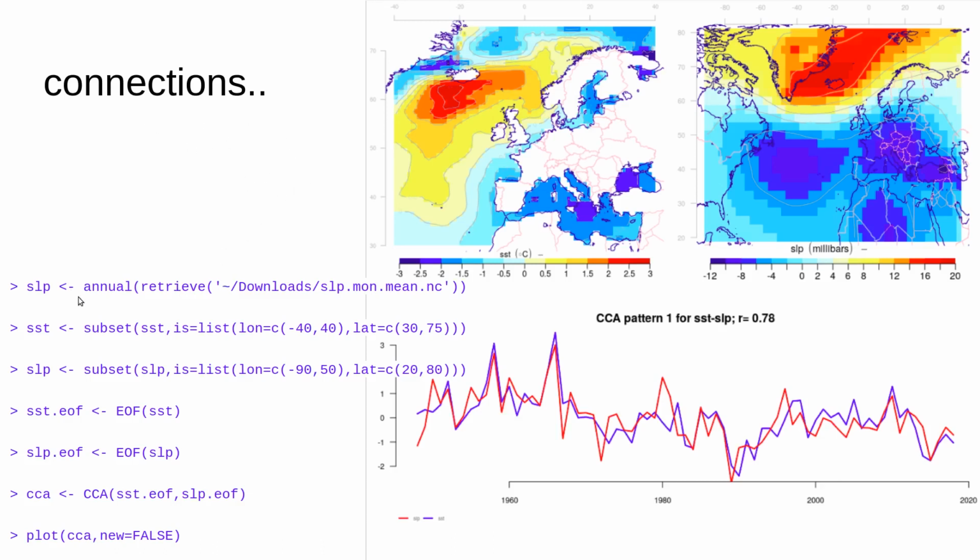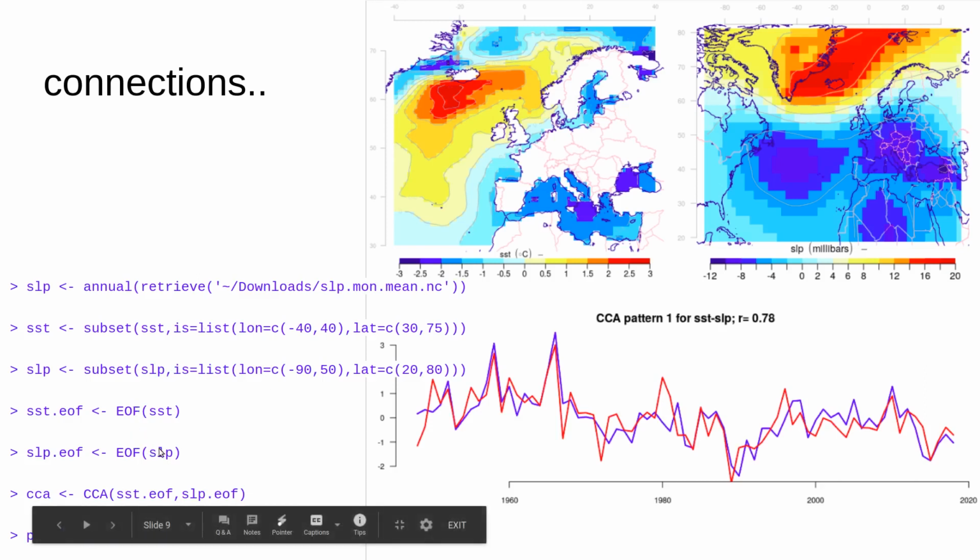So here is the mean sea level pressure from NCEP reanalysis. Here you have sea surface temperatures. Basically you would take a subset. So actually here I've cheated, so it has also read in the sea surface temperatures here as well. And also basically it would subset the sea level pressure, and then we estimate the EOFs of both.